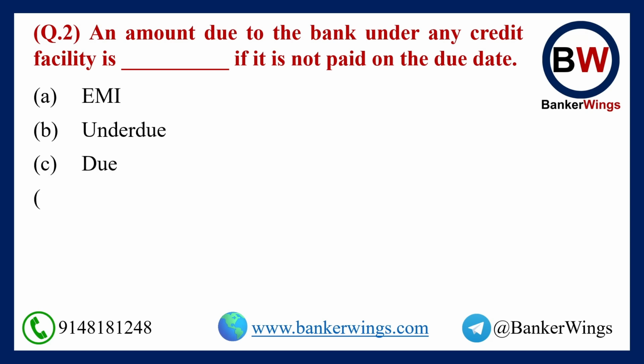Option C, due. Option D, installment. Option E, overdue. So what is the answer here? Here the answer is option E, overdue. So once an amount that is due to the bank, that is due to be paid to the bank on a due date, or on the set date, is not paid, that much amount is said to be overdue. Okay, let us go to the next question now.